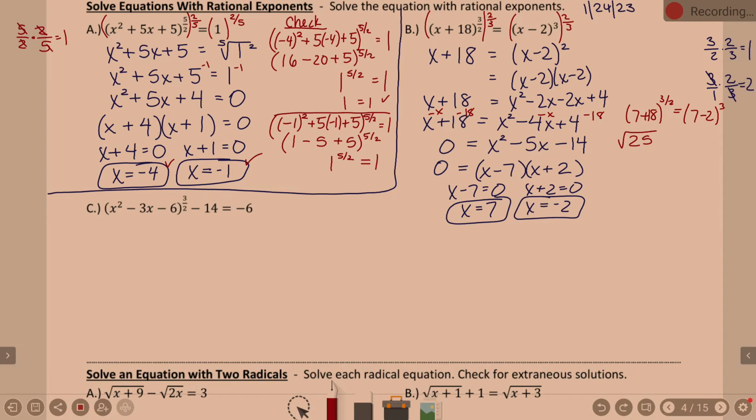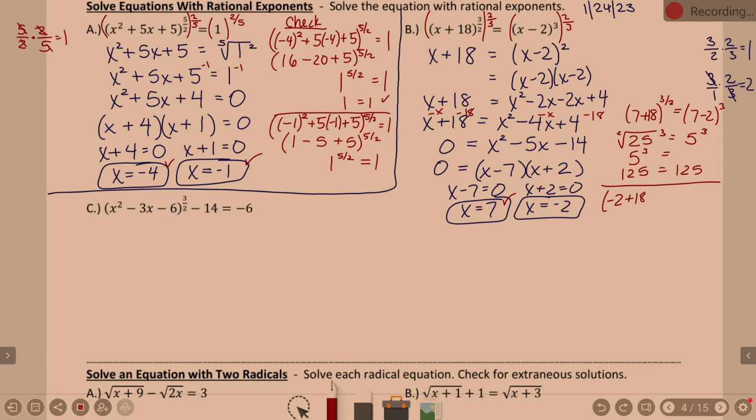25 to the 3/2 is the square root of 25 raised to the third. What's the square root of 25? 5. What's 5 to the third? 125. Now go back up on the other side. 7 minus 2 is 5. 5 to the third is 125. Oh, it does. So 7 works. Okay? Now, go back in, put negative 2 into the original.